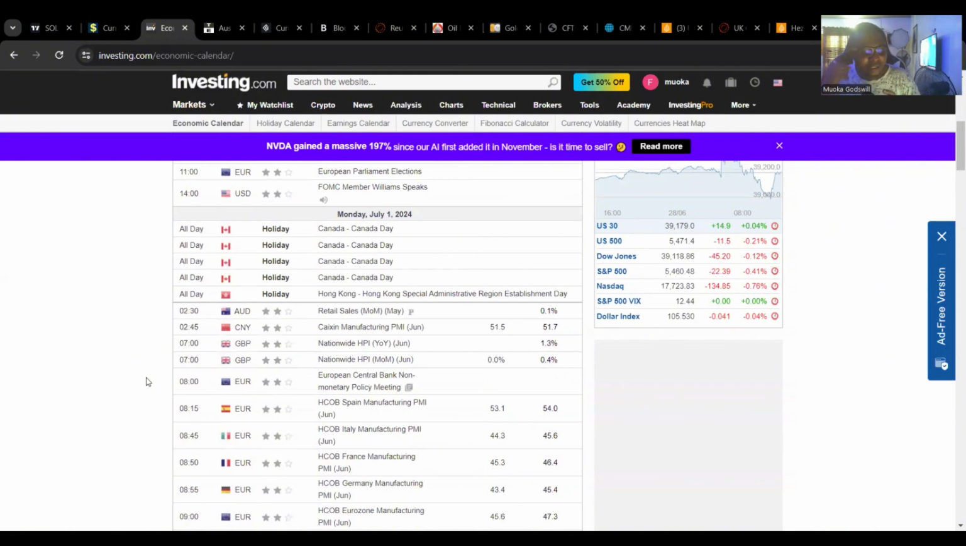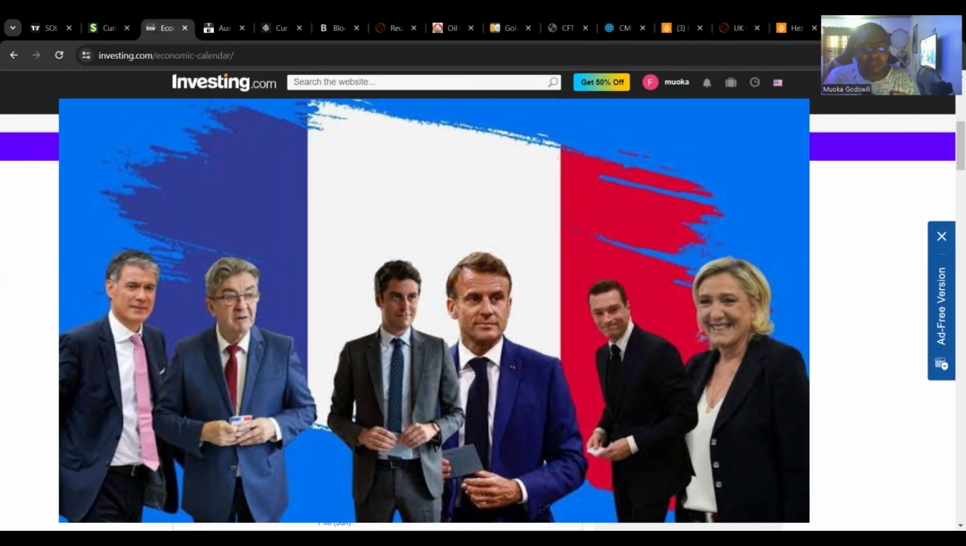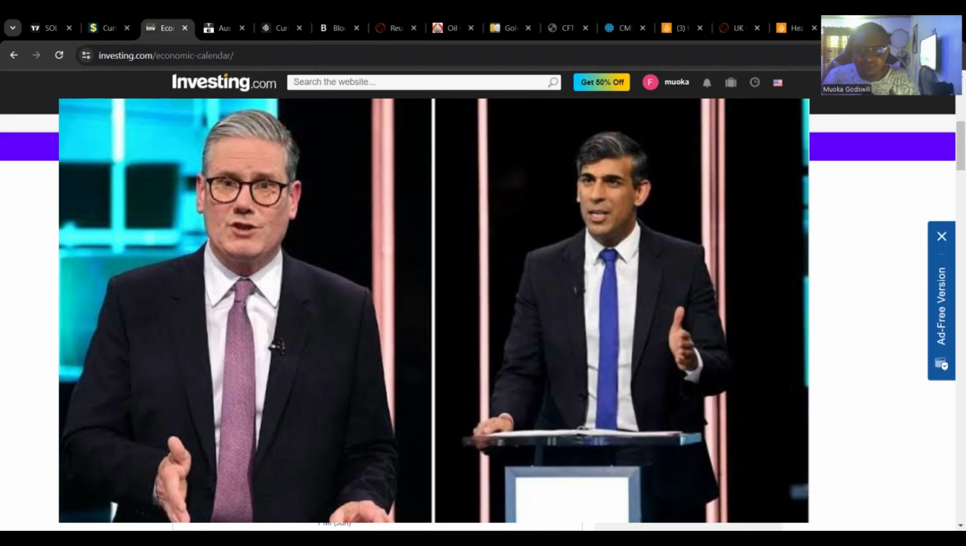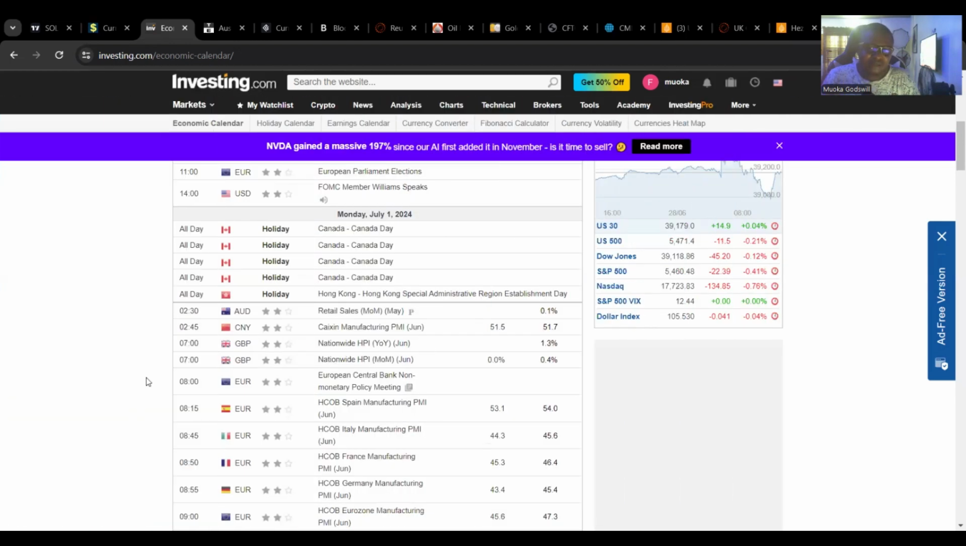We're also going to be looking at geopolitics because we have a lot of elections happening this week: the French parliamentary elections, which are already happening currently, the UK Prime Minister election, which is expected to commence from the 4th of July, and some other political tensions happening, especially in the Middle East. So, without further ado, let's start.